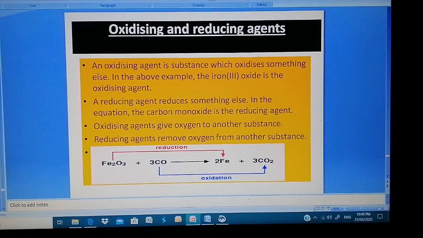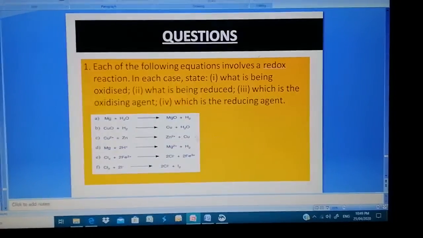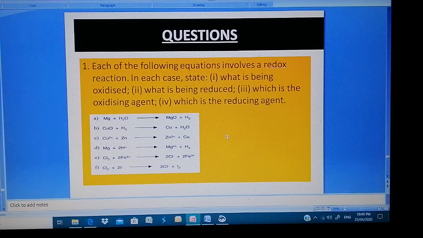You can see here some questions. You have to write which is oxidized and which is reduced, which is an oxidizing agent and which is a reducing agent. So first you write which is oxidized and reduced, and near the oxidized one you will write, this will act as reducing agent.